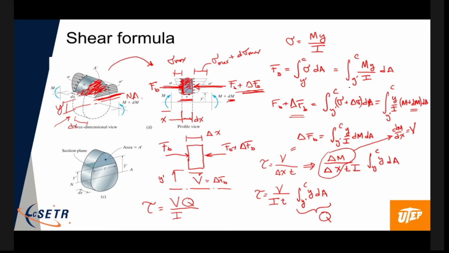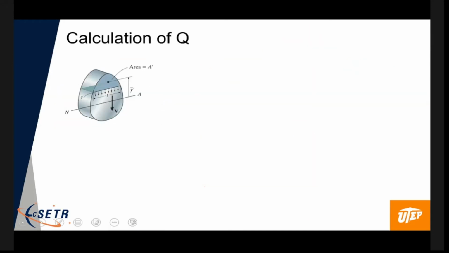That's the I of the entire cross section because it came from my flexure formula relating the stress to the bending moment. And then finally, the last one is T, and that's the thickness of the cross section at the plane where we want to find the shear stress, okay? And this is going to be our shear formula. So let me rewrite it here, and let's just define it, right?